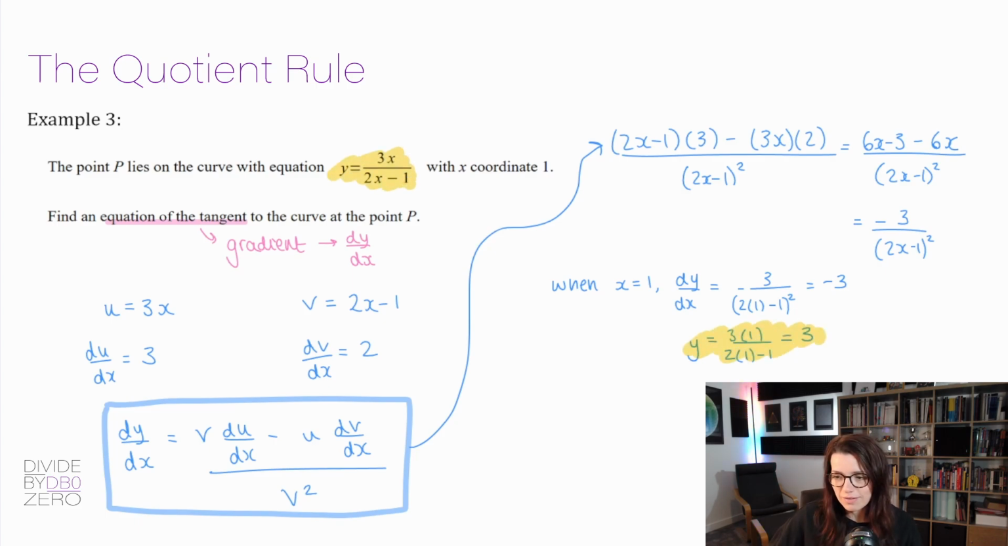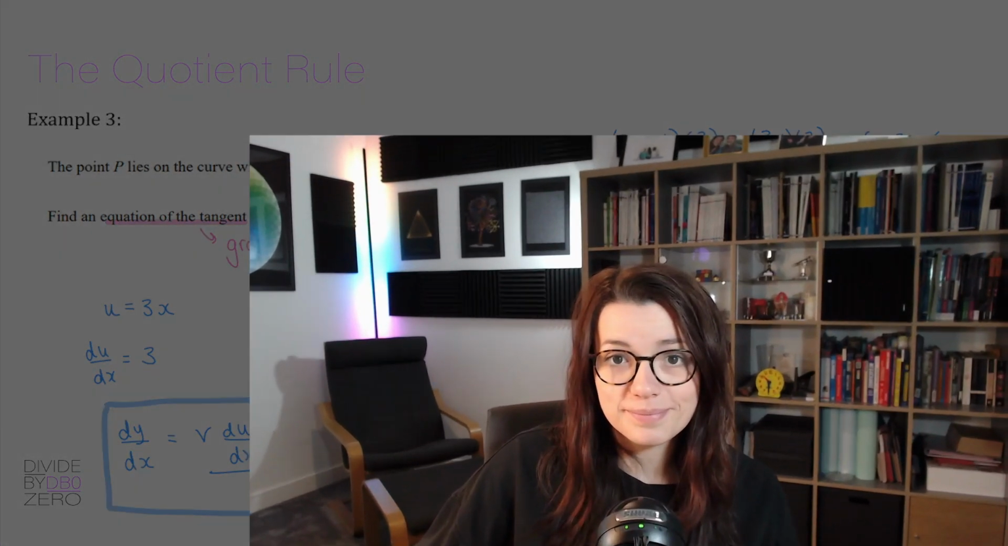Now that we know all of that information, we're ready to find the equation of the tangent by using y equals mx plus c, for example. Substituting in all the relevant values will give us this, means c equals 6. Therefore, the full equation is y equals minus 3x plus 6. And there we go.